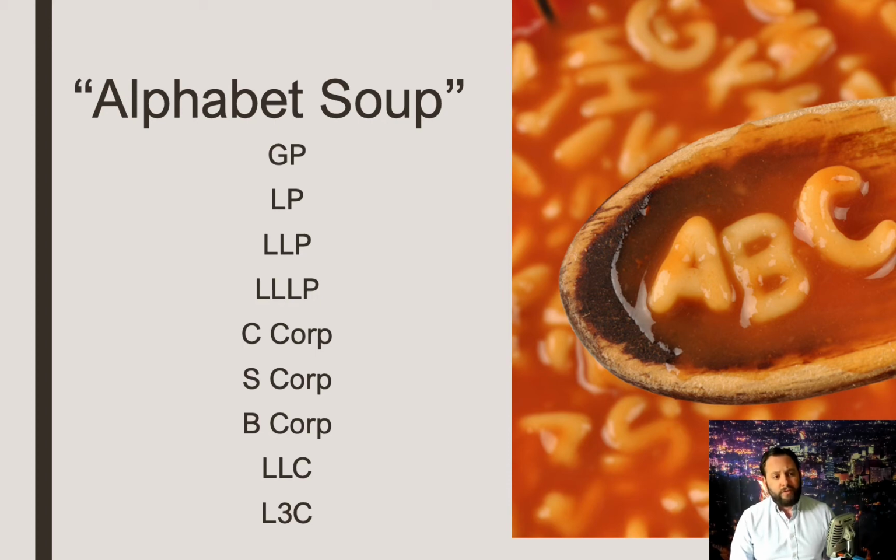So GP is for general partnership, LP is for limited partnership, LLP is limited liability partnership, LLLP is a limited liability limited partnership, a C Corp is a standard corporation, an S Corp is a corporation that makes an S tax election. A B Corp or a benefit corporation has made a B Corp election. Then there are LLCs, which are limited liability companies. More recently, an L3C, which is a low profit company. And there are a few variations of those as well.